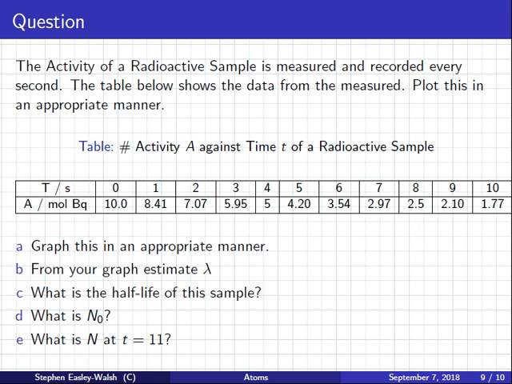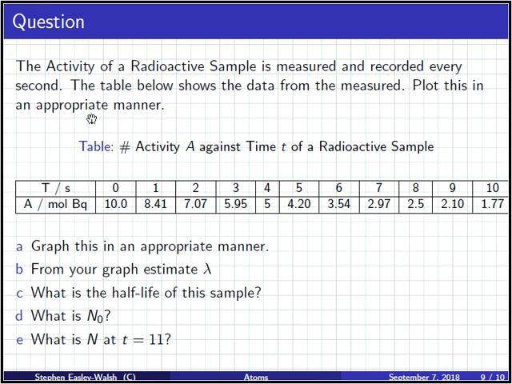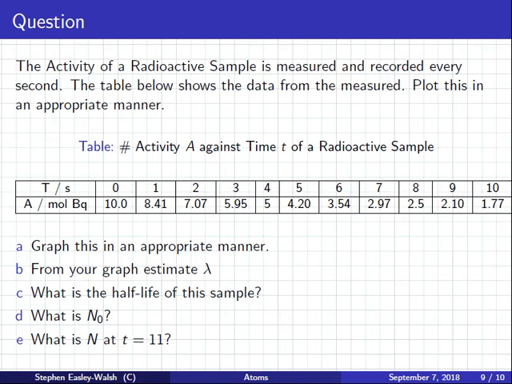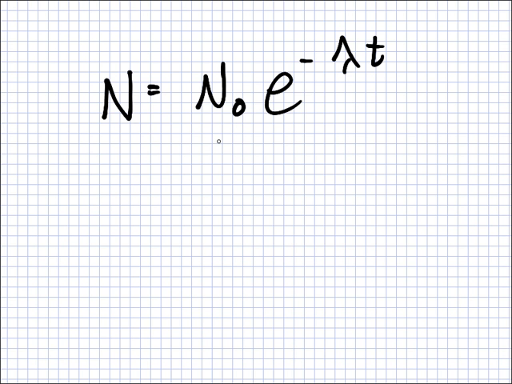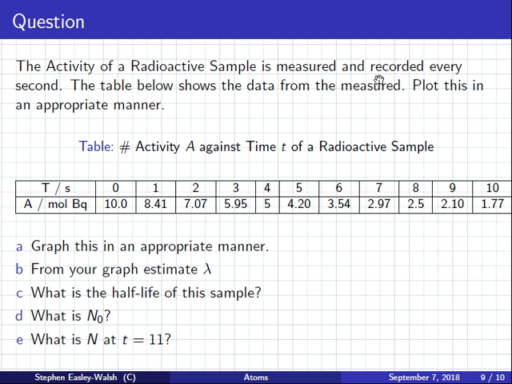What is n at t equals 11? How could I do the last part? ln n equals lambda t? So, not that one. Nice try though, not that one. Which formula? This one. Okay, do you know n0? Yeah, because that was the last question. Do you know lambda? Yeah, because that was the last question too. And the t is 11. So can you know the n when t is 11? You can. Okay.